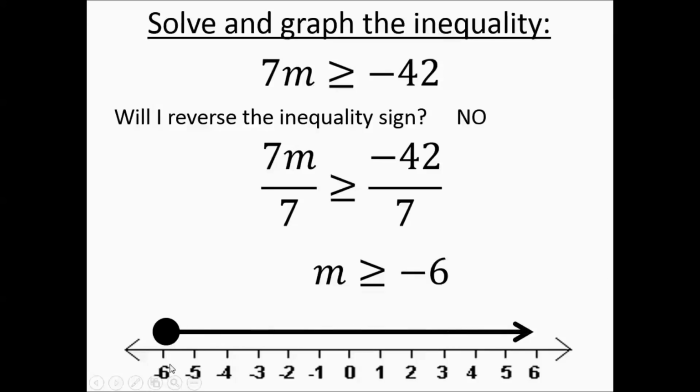So negative 6 would work. I'm going to plug in a 0. According to this arrow, the 0 is under the arrow. So 0 should work. I'm going to plug in the 0 here. 0 is greater than or equal to negative 6. And I'm also going to plug it in up here. 7 times 0 is 0. Is 0 greater than or equal to negative 42? It sure is.